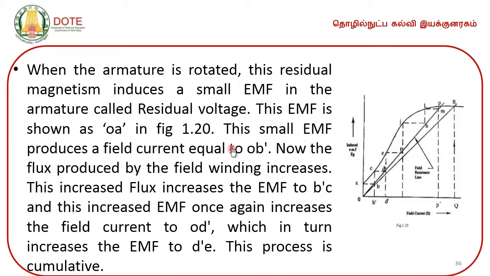This small EMF produces a field current equal to OB dash. Now, the flux produced by the field winding increases. This increased flux increases the EMF to B dash C, and this increased EMF once again increases the field current to OD dash, which in turn increases the EMF to D dash E. This process is cumulative and the EMF across the generator builds up.